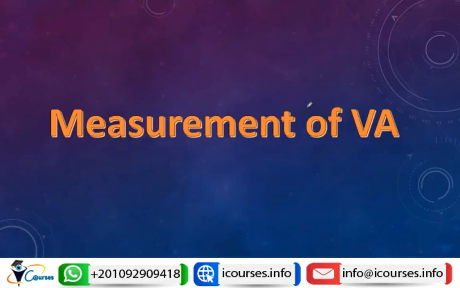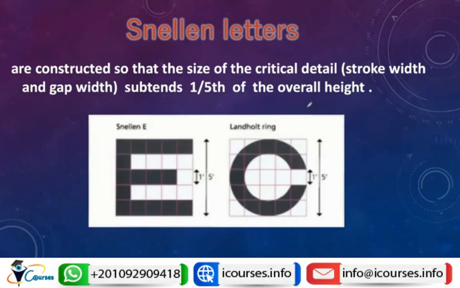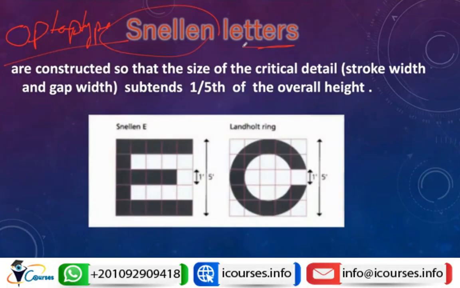So let's now talk about the measurement of the visual acuity. How can we measure the visual acuity? This can be done by what's called optotypes. An optotype is a single letter that has certain dimensions, as we will see now, that is used to measure the visual acuity. Snellen invented some letters that are named after him. They are called Snellen letters.